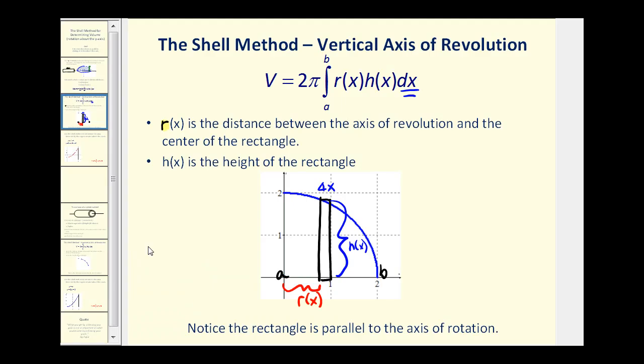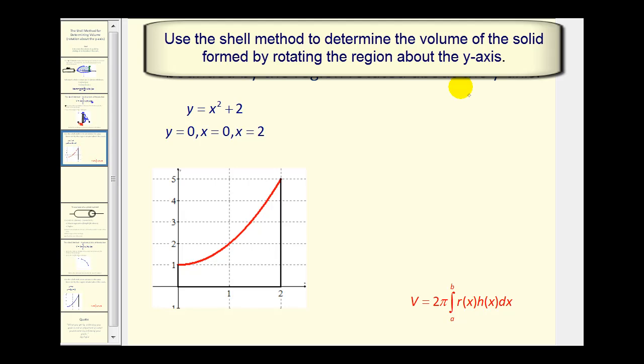Okay, let's go ahead and look at an example. We want to use the shell method to determine the volume of the region rotated about the y-axis. So since we're rotating about the y-axis, we will sketch a rectangle that would represent one shell, and our representative rectangle will be parallel to the y-axis, so it might look something like this. The width of this rectangle is delta x, which tells us we'll integrate with respect to x, as we see here. So let's go ahead and see if we can set this up.